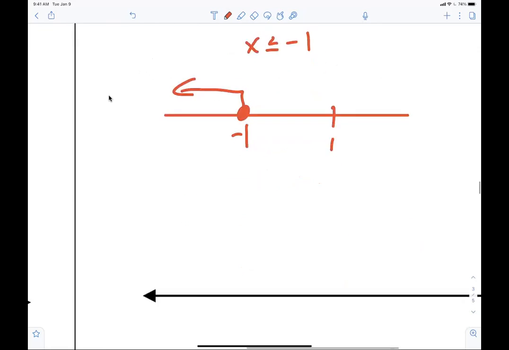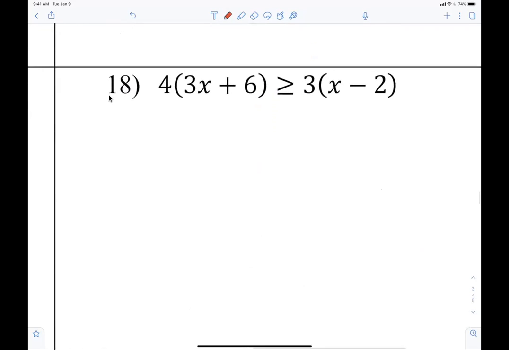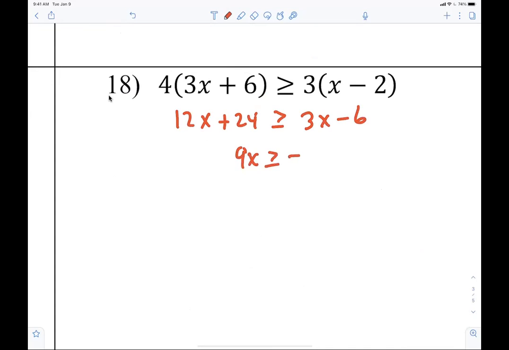All right, let's have some more fun. Number 18. Is there really anything I can do to simplify this? So here we go. 12x plus 24 is greater than or equal to 3x minus 6. So now again, you're practicing. You're not doing minus 3x and minus 24, you're just telling me the answer. How many x's? 9x is greater than or equal to negative 30.